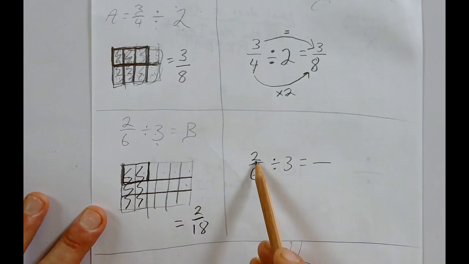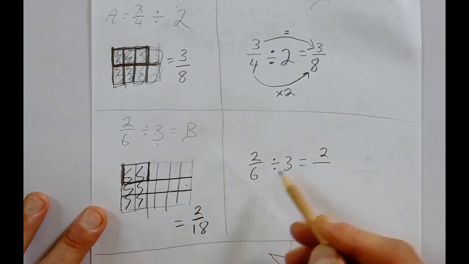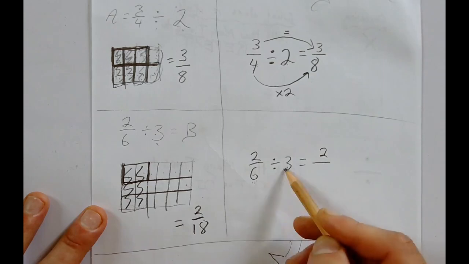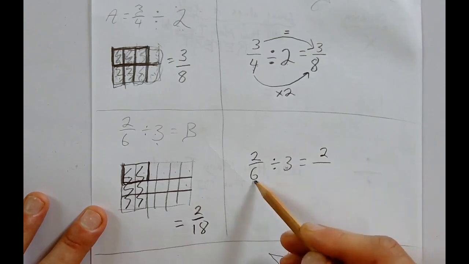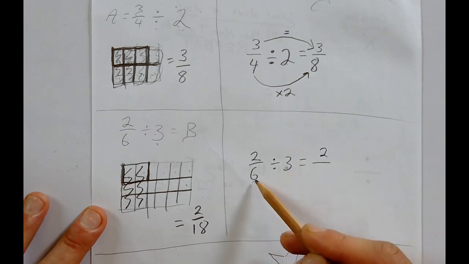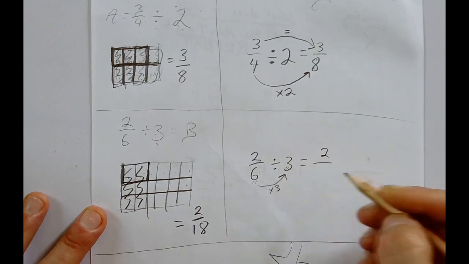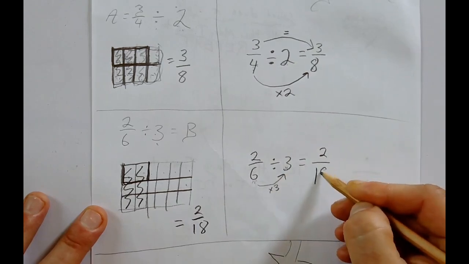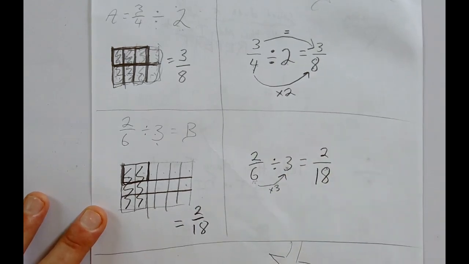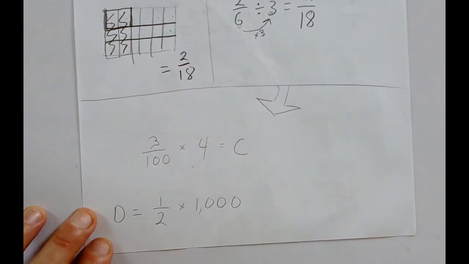Well, I still have 2 pieces, but I took all of those pieces and divided them into 3 pieces. So before I had 6, after I chopped them all into 3 pieces, I've got 3 times as many. 6 times 3 is 18. You've got 2 18ths. Now let's do that without doing any visual model and see how we can tackle some numbers that are harder to work with a visual.